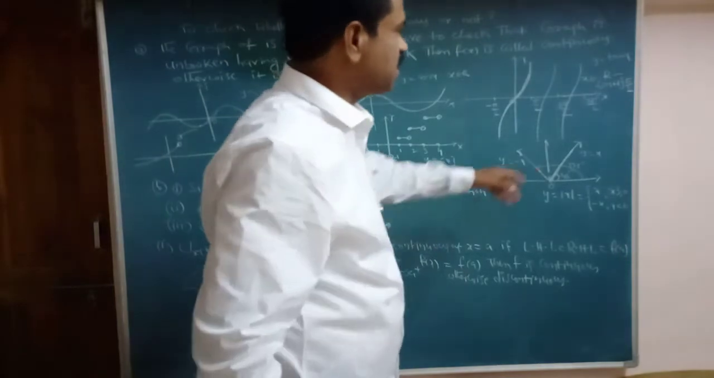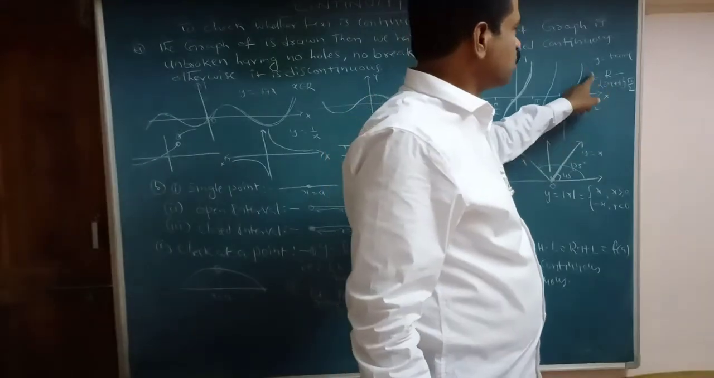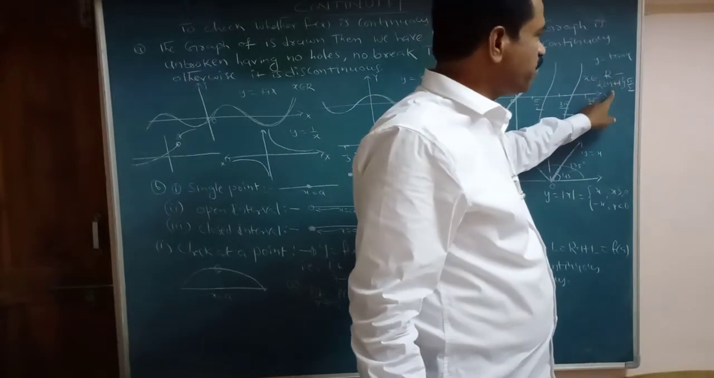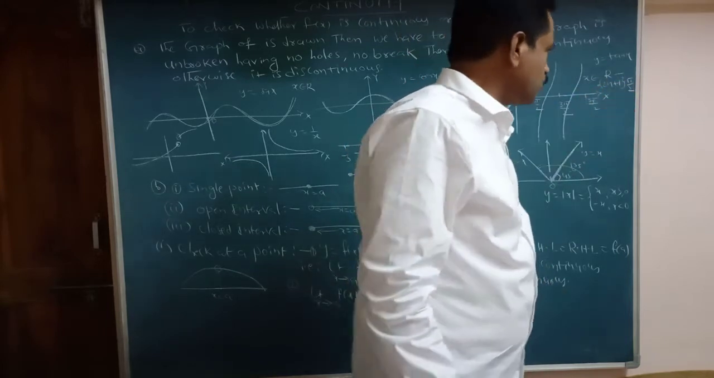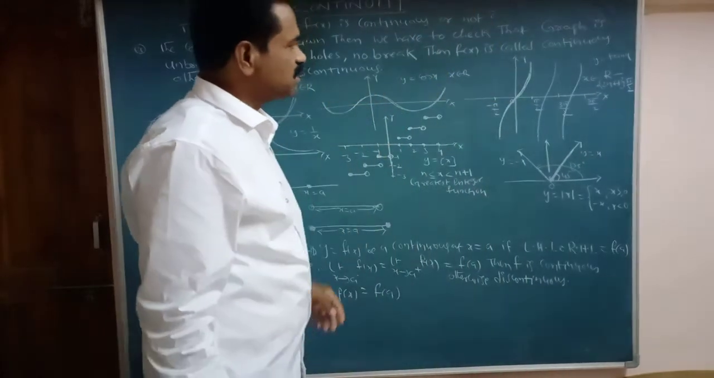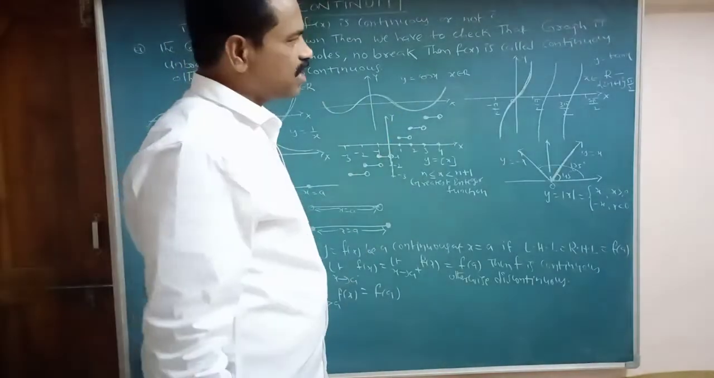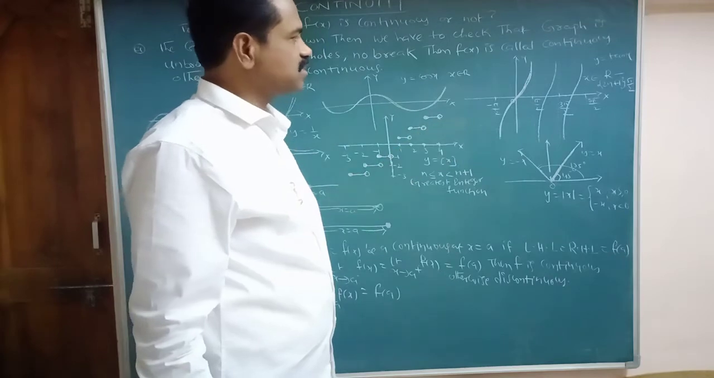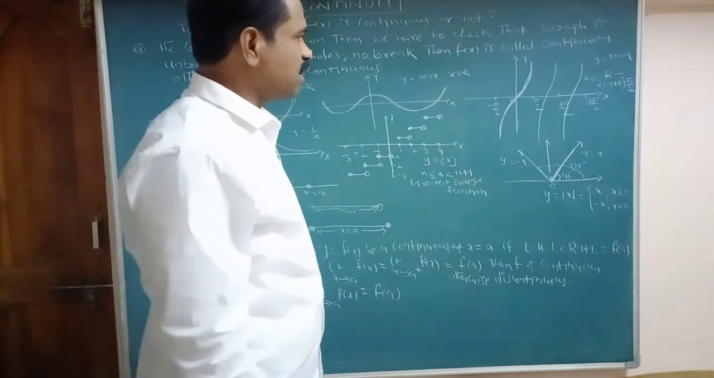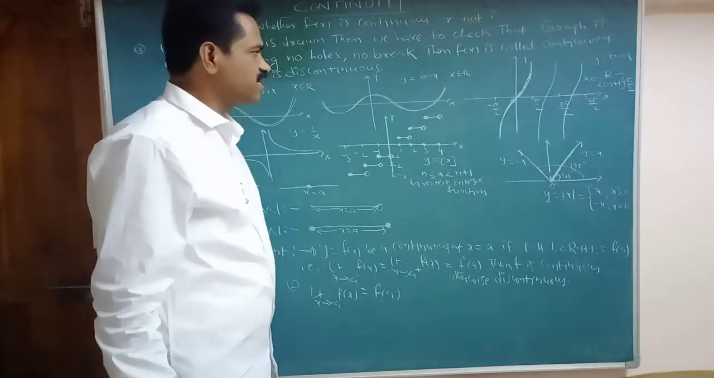So that's why its domain is x belongs to R minus (2n plus 1) π/2. For (2n plus 1) π/2, it is discontinuous. For R minus, remove those values: delete the values (2n plus 1) into π/2. The remaining values are continuous. Okay? That is the graph of y equal to tan x.